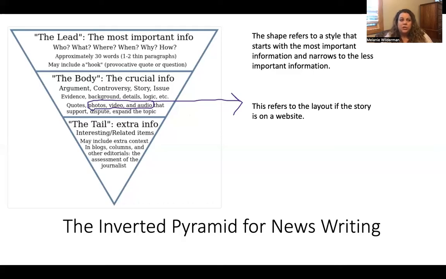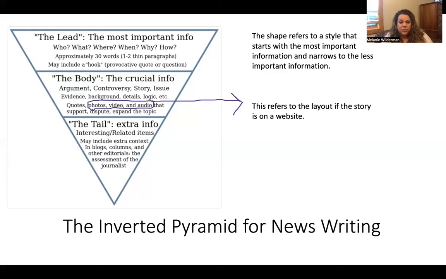Also, think about your reader's attention span. You want readers to get as much information up front as possible. So if they just read the first couple of sentences or the first couple of paragraphs of your story, they're still quite well informed. But as they go through, if they're still interested, you're giving them more detail, more quotes from your sources, more background information.